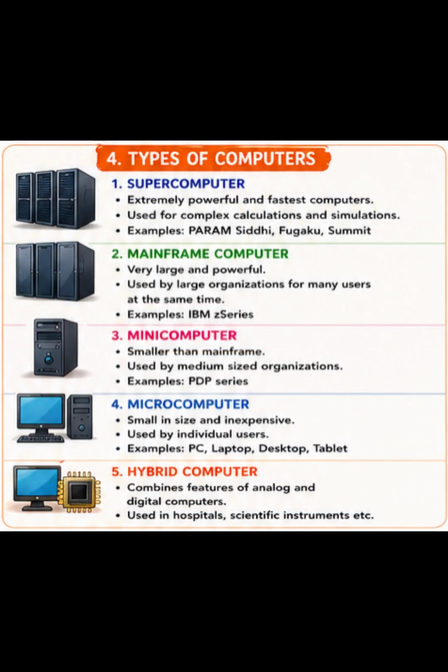Let's explore Section 4, Types of Computers. Did you know computers come in all shapes and sizes? The biggest and fastest of all is the supercomputer, used for giant tasks like weather forecasting. Next are mainframe computers, which are very powerful and used by large organizations like banks. Smaller than mainframes are mini-computers, used by medium-sized companies.